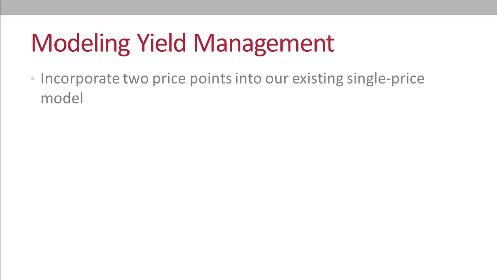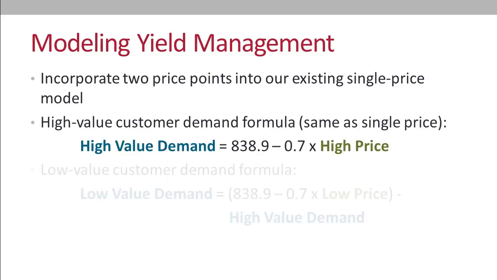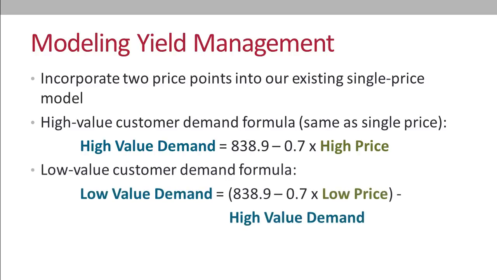We can model this behavior by incorporating two price points into our model. The demand formula for our high price point is going to be the same as our basic one price demand formula. But the demand formula for our low price point is going to be our basic demand formula minus the demand for tickets sold at the higher price point. Let's go back to Excel and start working in a blank worksheet.